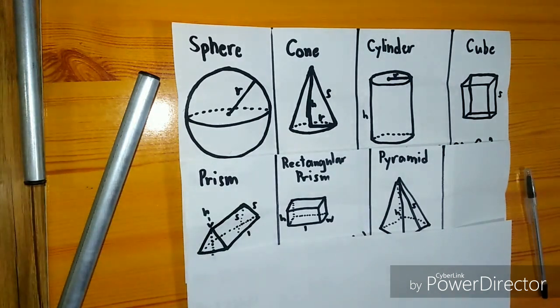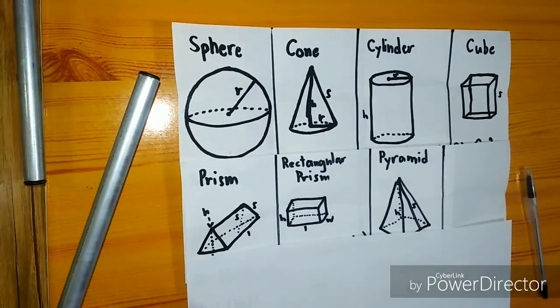Spatial figures, or three-dimensional figures, are figures that have depth in addition to width and height. Everyday objects such as a tennis ball, a box, a bicycle, and a redwood tree are all examples of space figures. Some common simple spatial figures include spheres, cones, cylinders, cubes, prisms, and pyramids.